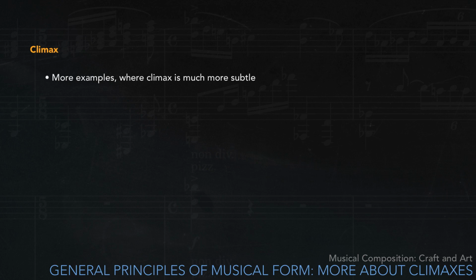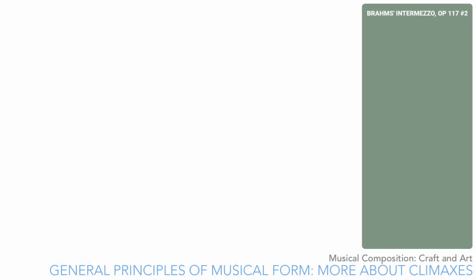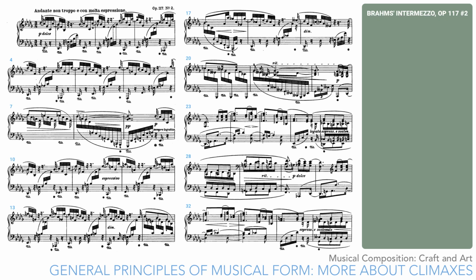In our last lesson, we started looking at the question of climax in more depth. Now we'll look at some more examples where climax is much more subtle than in the Mahler example. We've mentioned that climax is closely related to the progression principle. Let's see how this works out in a rather introspective piece, Brahms' Intermezzo, Opus 117, number 2.